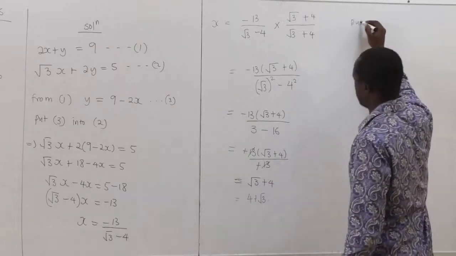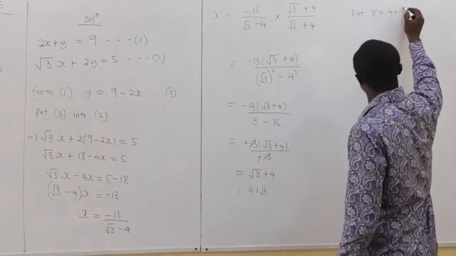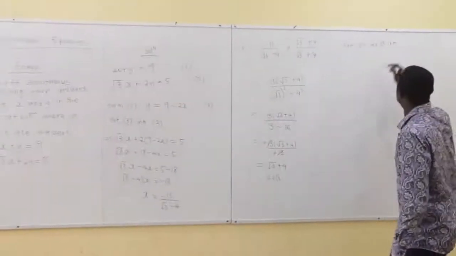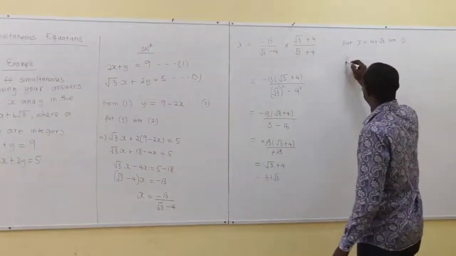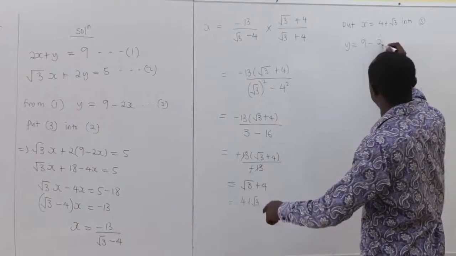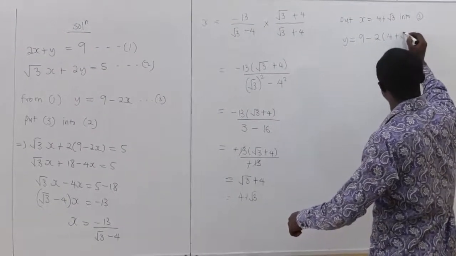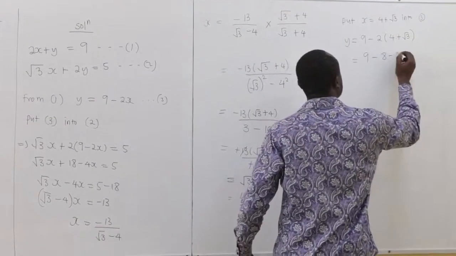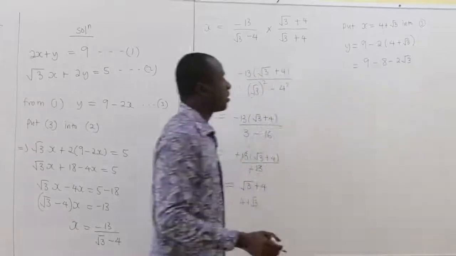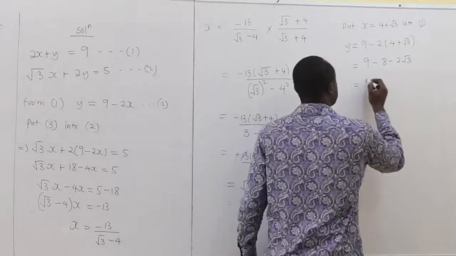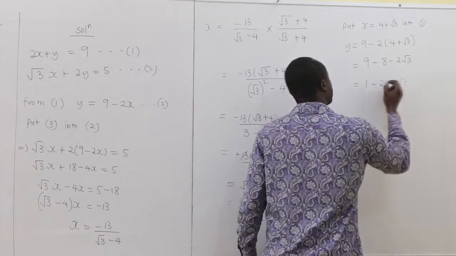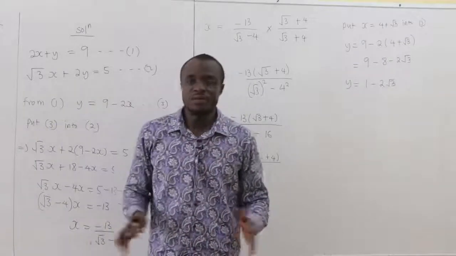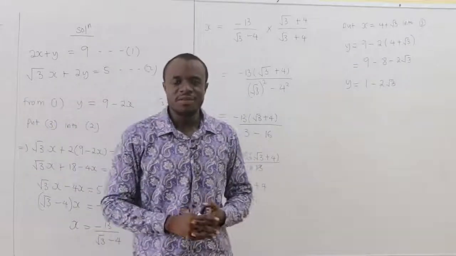We have to find y. So we put x equal to 4 plus root 3 into 3 for y. So clearly our y is equal to 9 minus 2x, but what is our x? That is 4 plus root 3, and this is 9 minus 2 times 4 plus root 3, so minus 8 minus 2 root 3. Now what is 9 minus 8? 9 minus 8 is 1, minus 2 root 3. So this is our y, and then this is also the value of x. Very, very easy, very, very trivial.